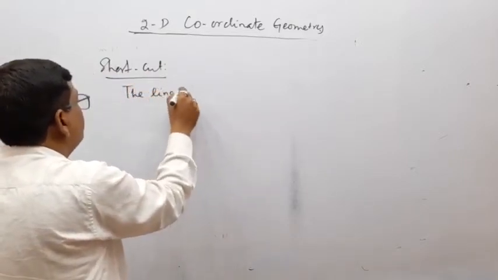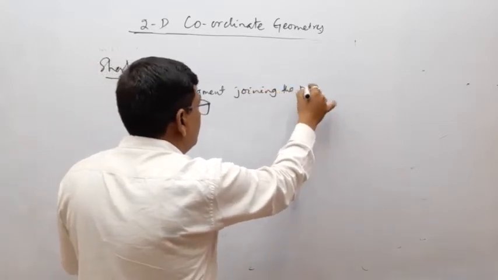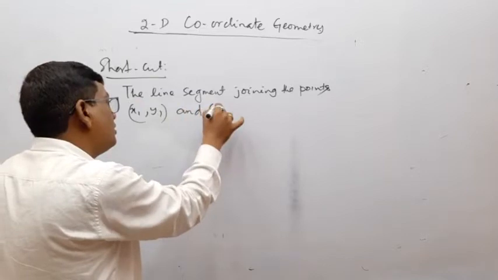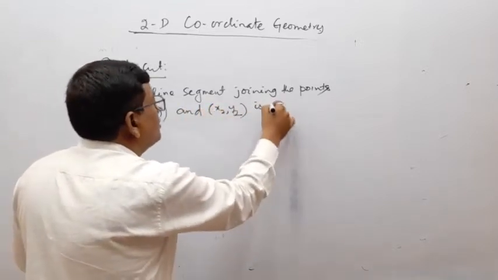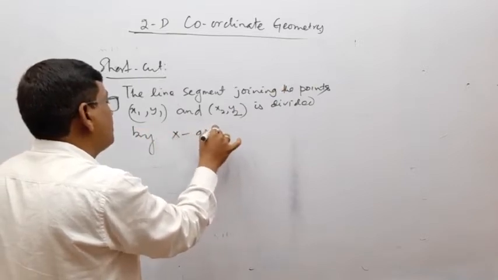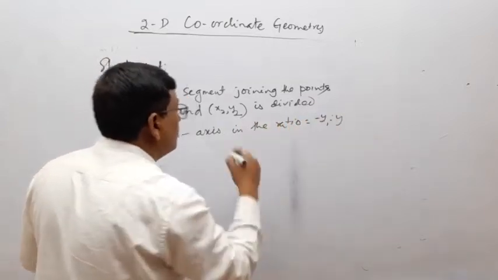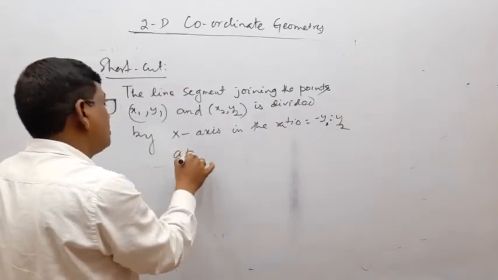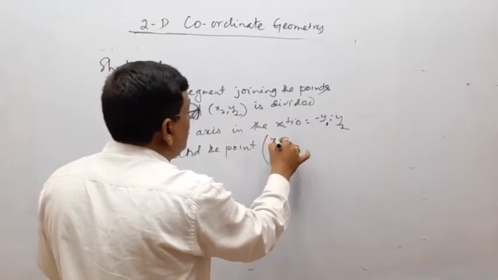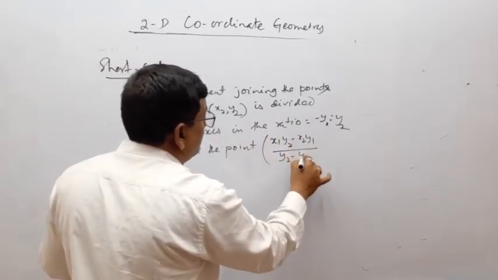The line segment joining the points (x1, y1) and (x2, y2) is divided by the x-axis in the ratio minus y1 is to y2, and at the point (x1 y2 minus x2 y1) divided by (y2 minus y1), comma 0.